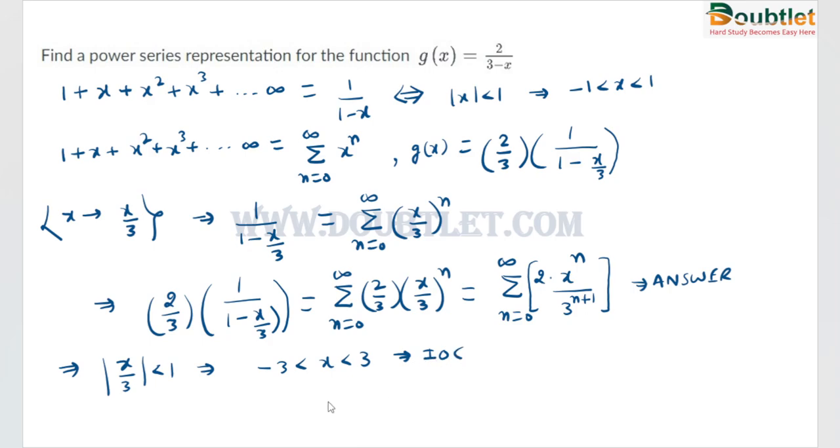To find the radius of convergence, we can divide the final limit minus the initial limit by 2, so it will be 3. So the radius of convergence will be 3, the interval of convergence is from -3 to 3, an open interval, and this is the power series representation of this function.